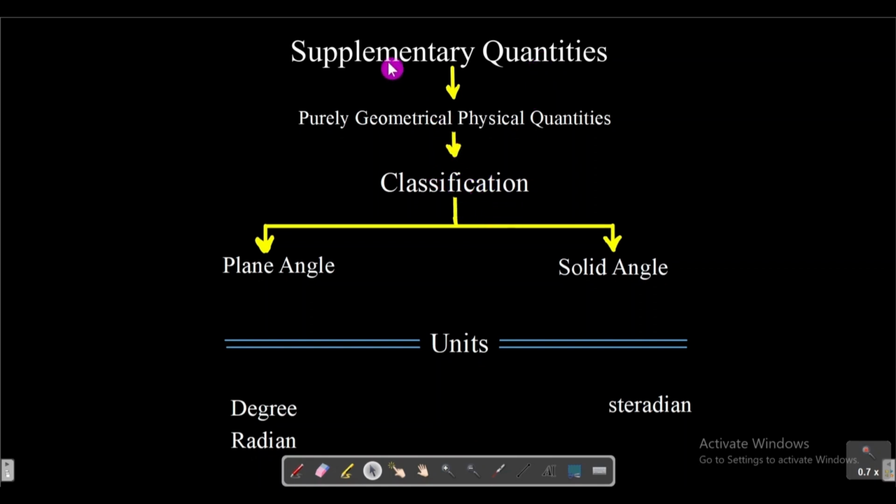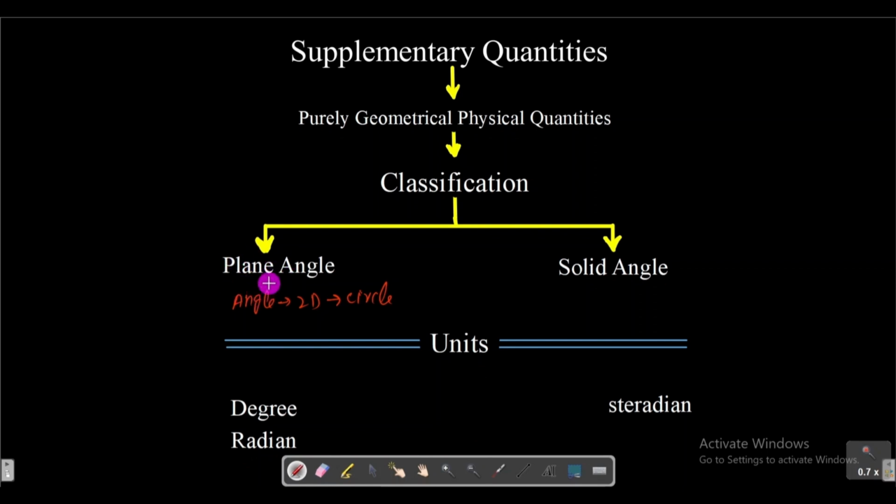Here these supplementary physical quantities are divided into plane angles and solid angles. The name indicates that the plane is concerned with 2D. So the plane angle means we will discuss the angle in 2D, and the 2D is actually the circle. So here we will discuss the measurement of the angle which is made inside the circle.